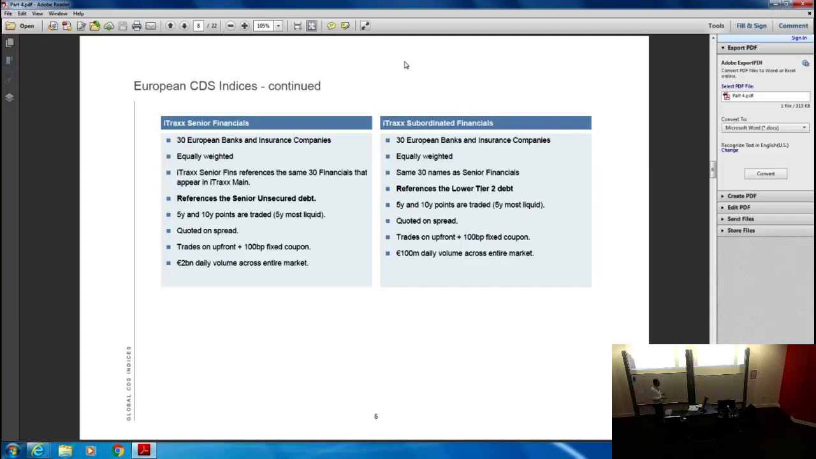So when we have sub-CDS, what we actually mean is lower tier 2 CDS, because you can't deliver anything more subordinated.